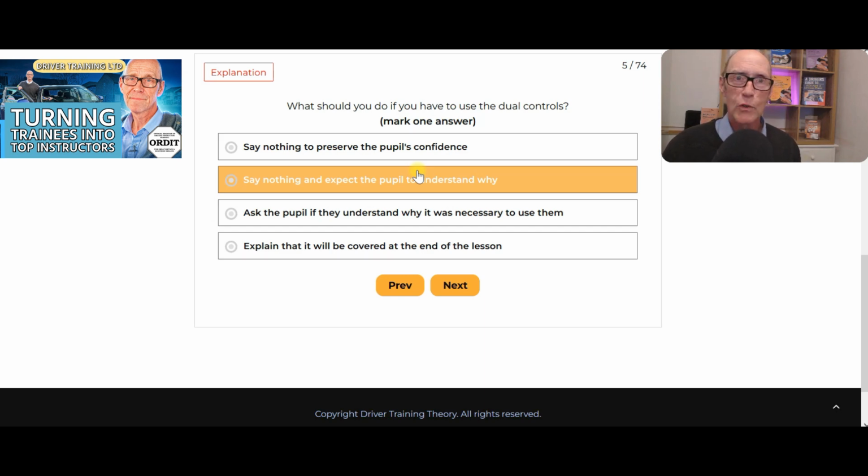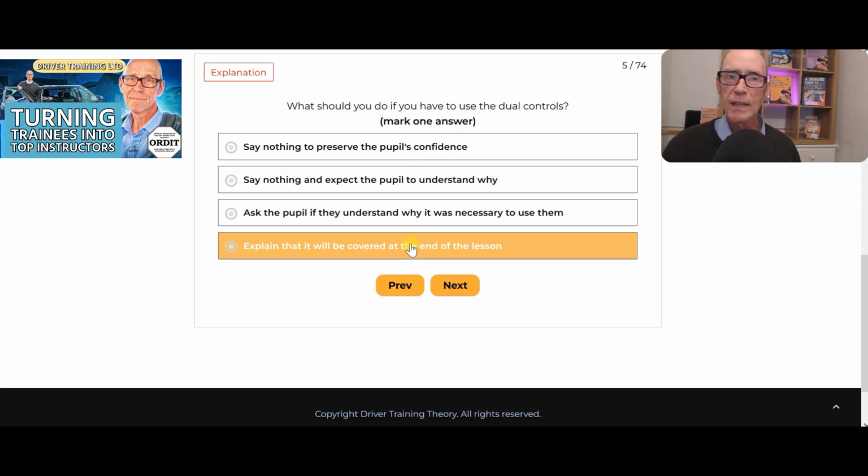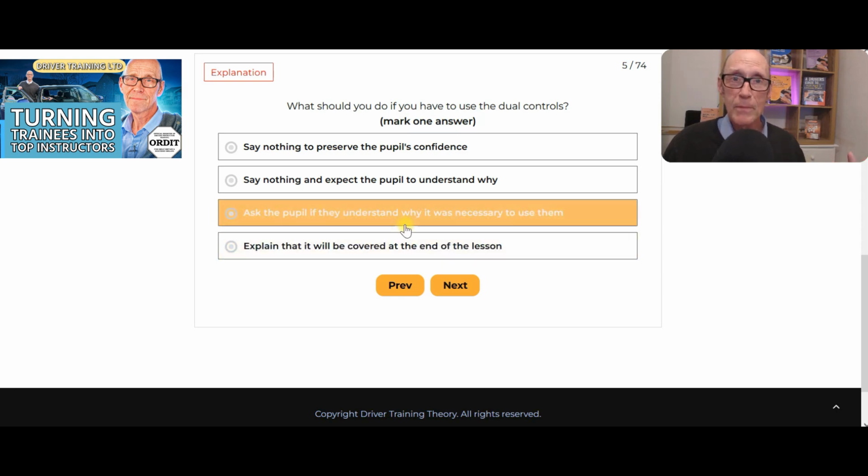Did they see they were about to turn too sharply or not enough? And that's why, if we explain that we're going to cover it at the end, that's not really good enough either, because it means we don't give them chance to practice. So the actual answer is ask the pupil if they understand why it was necessary to use them.